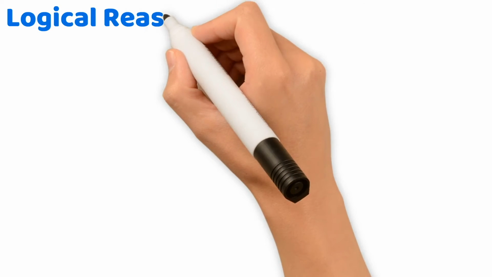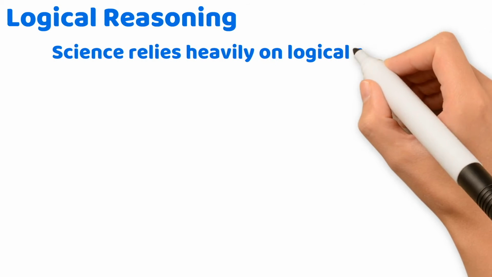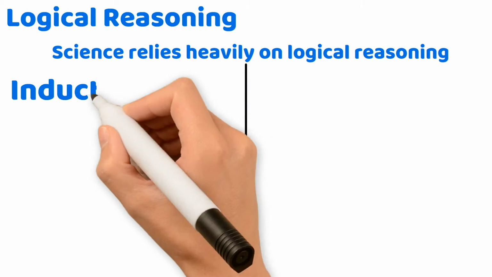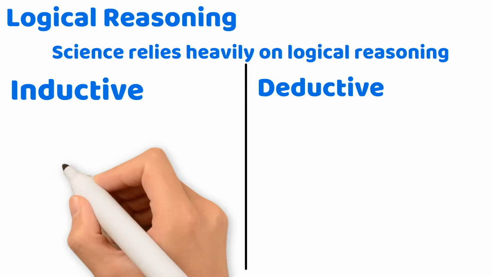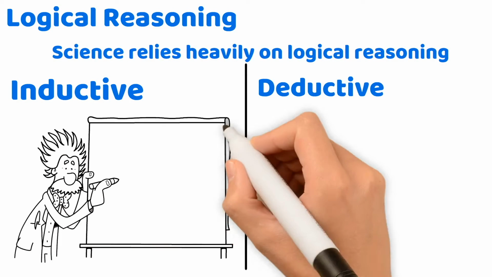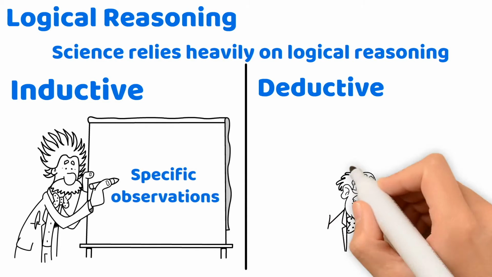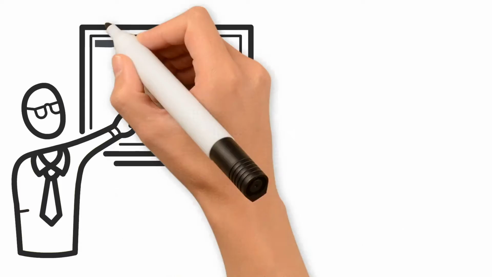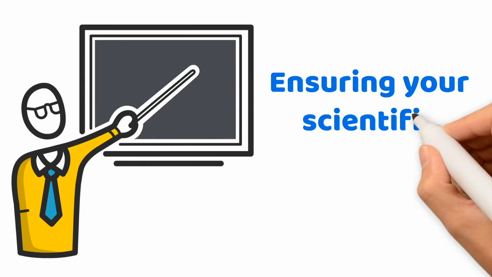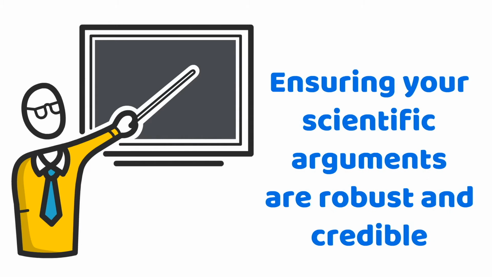Logical reasoning. Science relies heavily on logical reasoning, which includes both inductive and deductive methods. Inductive reasoning allows scientists to develop theories from specific observations, while deductive reasoning helps test these theories through empirical data. We'll also cover common logical fallacies to avoid, ensuring your scientific arguments are robust and credible.